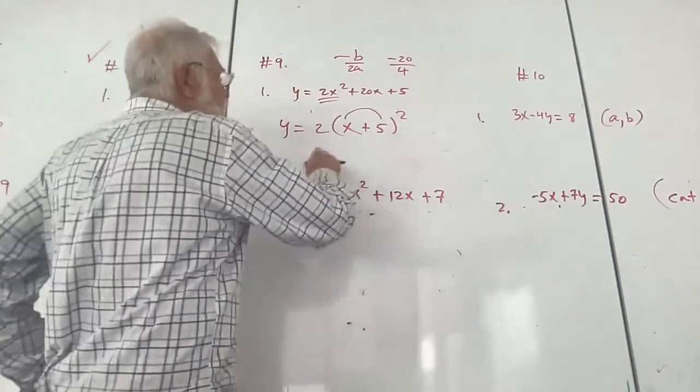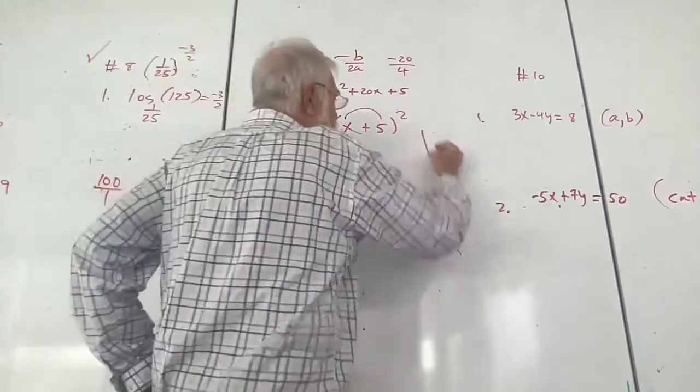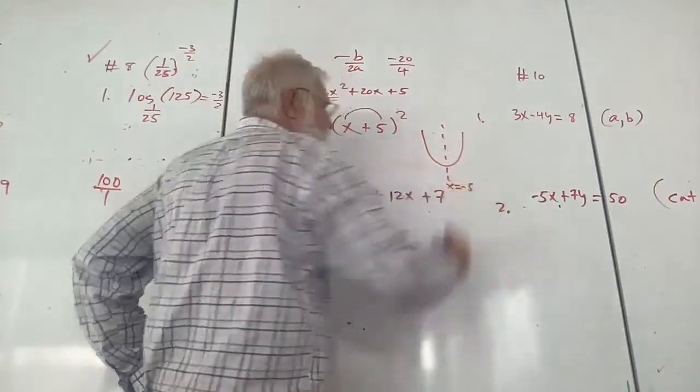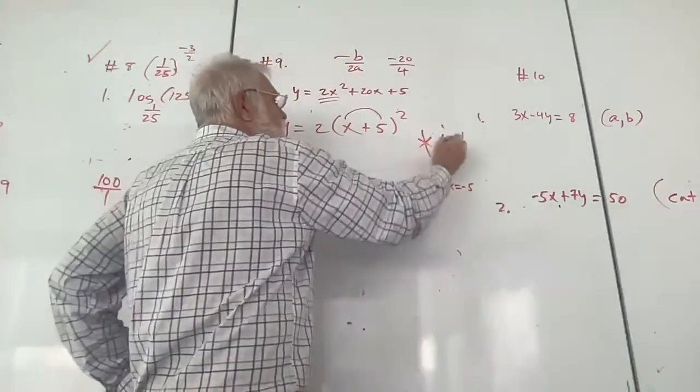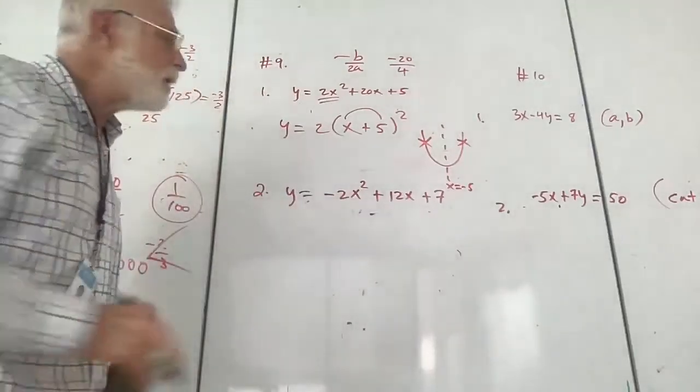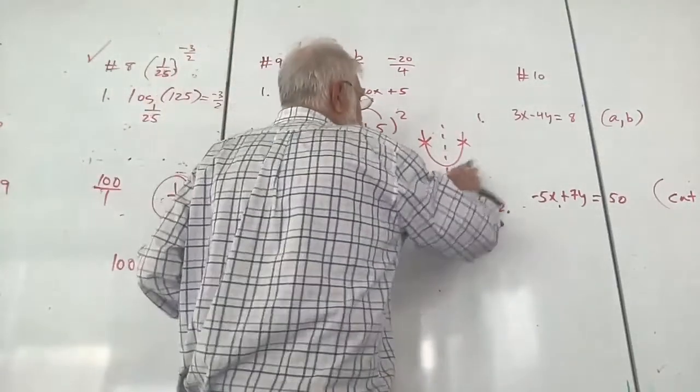So negative 5 is just the center. Negative 5 is just what we call the axis of symmetry. It's the average of the roots. We haven't found the roots here, but we'll do that too in this problem. So it's the average of the roots.